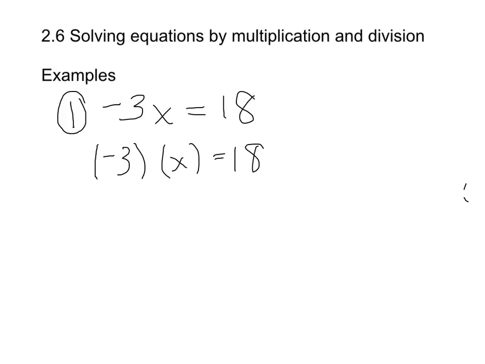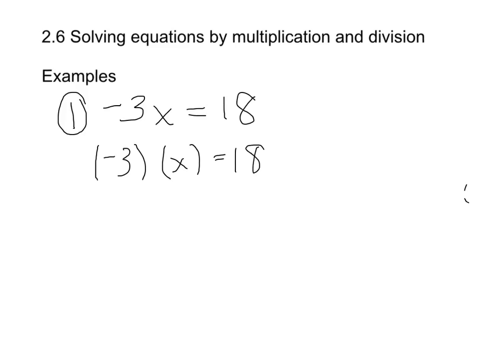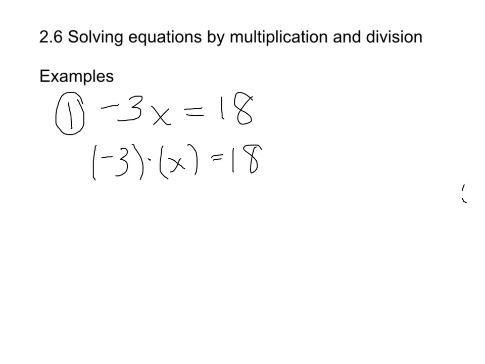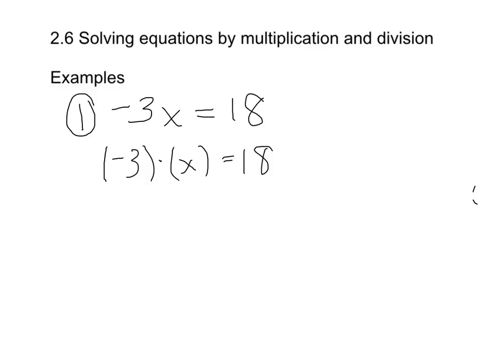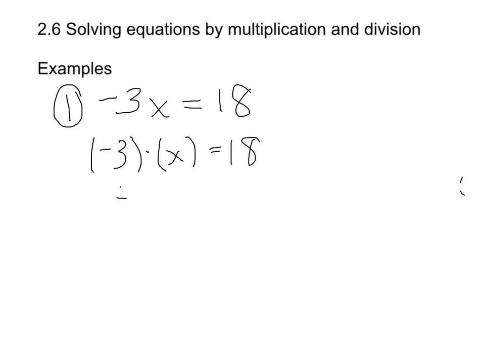My next step is to look at what I am doing right now: I am multiplying. If I were to look at these, there would be a little multiplication sign right in the middle to know that I'm multiplying. The opposite of multiplying is dividing. So to get x by itself, I need to divide both sides by negative 3. So I need to do 18 divided by negative 3. If I have a negative 3 divided by a negative 3, I'm going to get a 1. So on the left side, I'm left with x equals.